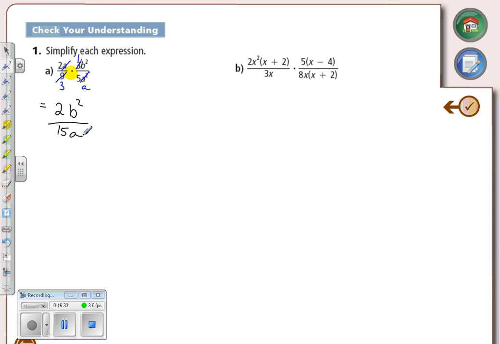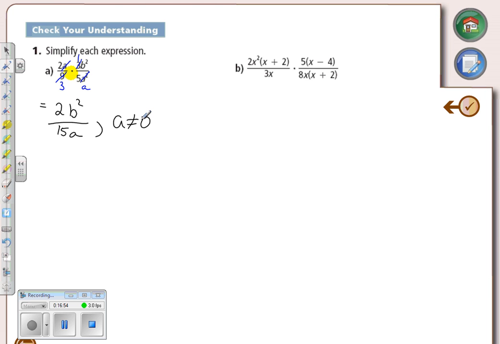But we also have to remember the NPVs. Even if they don't ask you, what are the NPVs? You still have to put it down. What was in the denominators? Well, this one only had an a in the denominator all the way through, so a cannot equal 0. There's no plus or minus there. Let's jump to the next one.